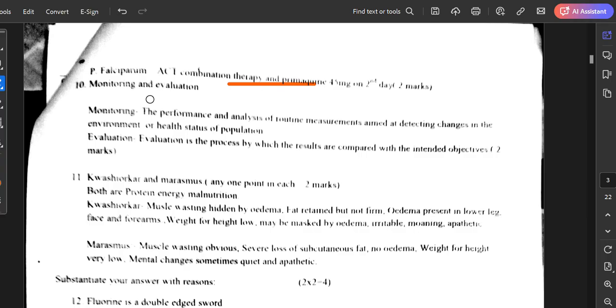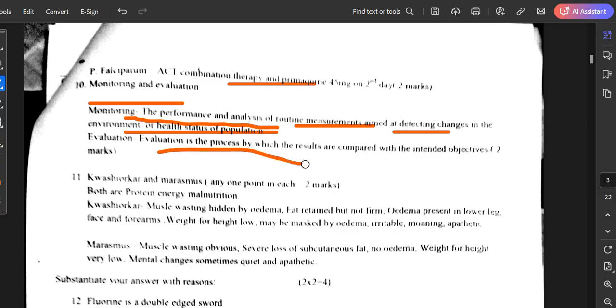What is monitoring and evaluation? Monitoring means the performance and analysis of routine measurements aimed at detecting changes in the environment or health status of the population. Evaluation means it is the process by which results are compared with the intended objectives.